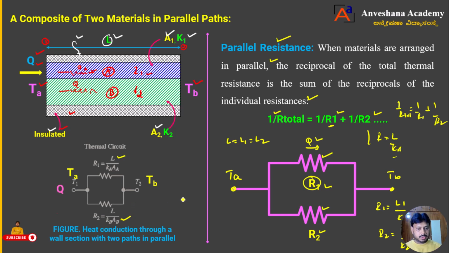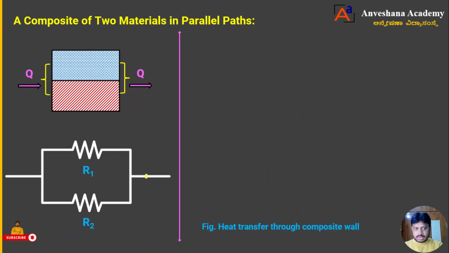Okay, fine. And one more thing, I have taken TA and TB. Some authors will take T1 and T2. That's also correct. You can take any notation, but in the nomenclature, you have to give the complete description for that particular notation.